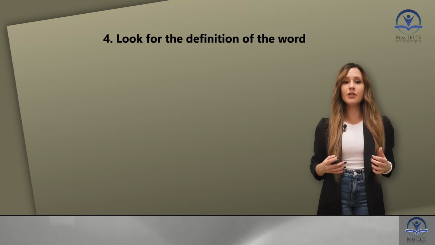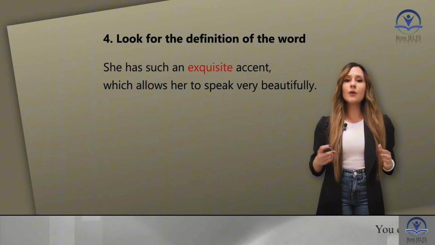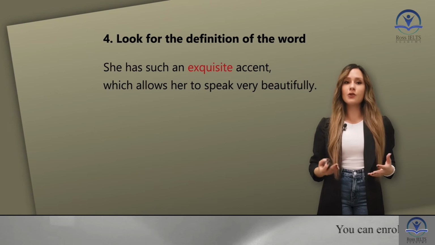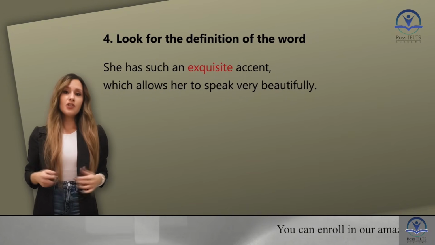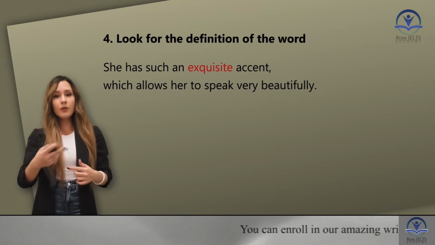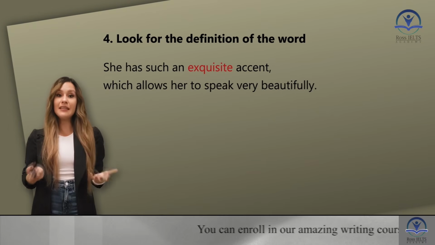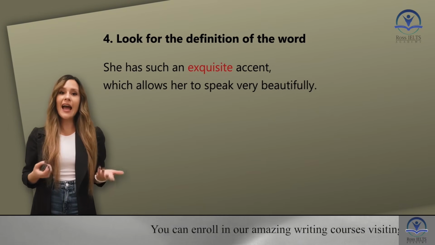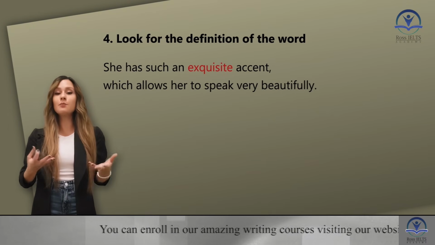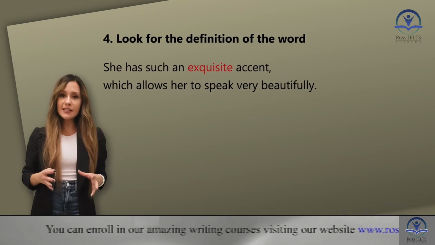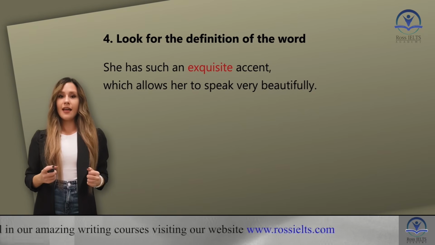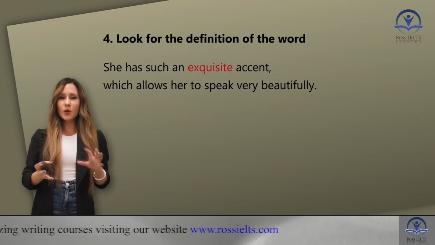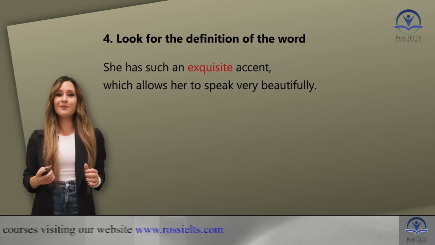For example, she has such an exquisite accent, which allows her to speak very beautifully. Here you may not know the definition of exquisite, but in the following part it is describing what it means by an exquisite accent, which is to speak beautifully. So I can guess that, first of all, exquisite has a positive meaning, and that it may have the same or close meaning to beautiful.